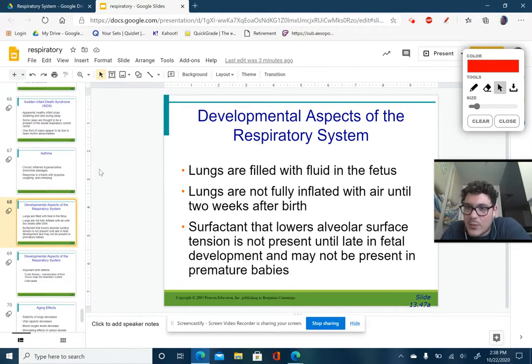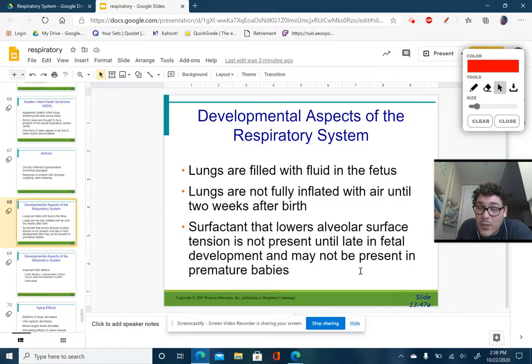Developmental aspects of the respiratory system. This is honestly stuff I just kind of want to verbally discuss. We don't need to worry too much about it for testing. When we're developing, the lungs are going to be filled with fluid in the fetus. The fetus is typically our form when we're in like the second to third trimester. So when we're developing, the lungs are going to be filled with a lot of fluid.